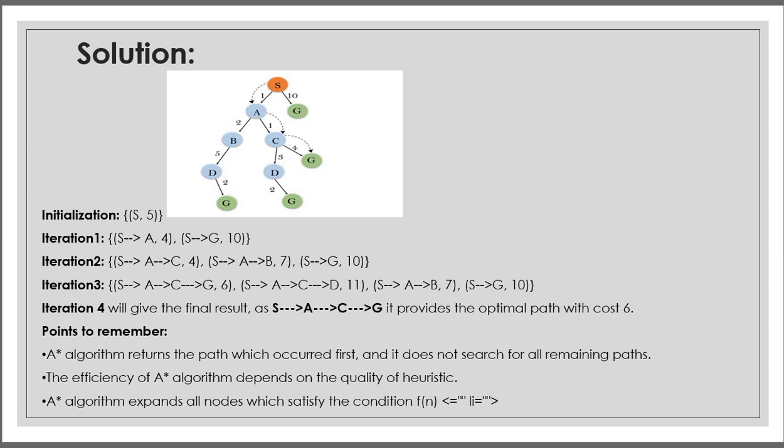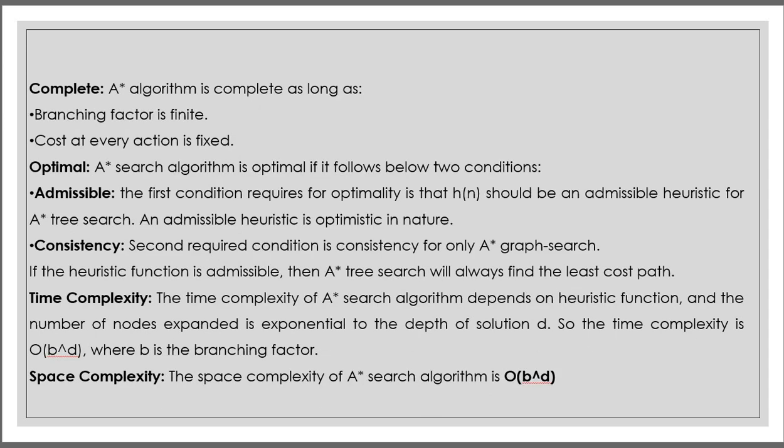Points to remember. A star algorithm returns the path which occurred first and it does not search all remaining paths. The efficiency of A star algorithm depends on the quality of the heuristics. A star algorithm expands all nodes which satisfy the condition f of n less than or equal to C star. A star algorithm is complete as long as the branching factor is finite and the cost of every action is fixed.